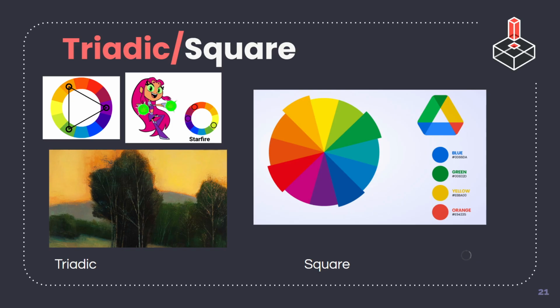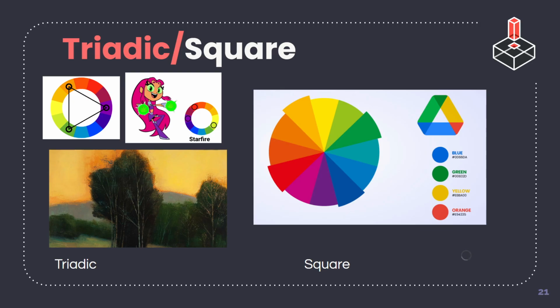Triadic and square. So these are the more complicated ones. But in general, if you had a wheel in front of you, it's going to be the colors that are in a triangle or the colors that are in a square. So I thought that the Google logo was a very good example. I found this one online and I was like, that makes so much sense.